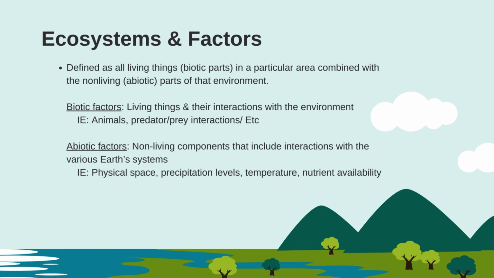So how much physical space is there? What are the precipitation levels, temperatures, nutrient availability? Less in predator-prey, but more like nitrogen or sulfur or other things that different species may need to survive within that environment.